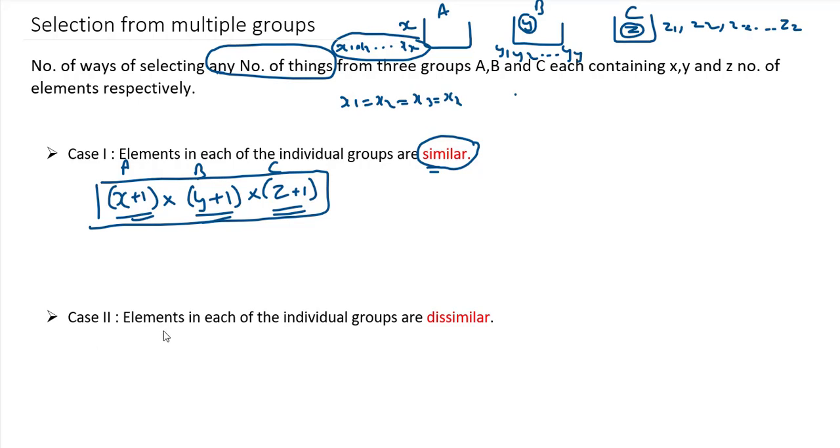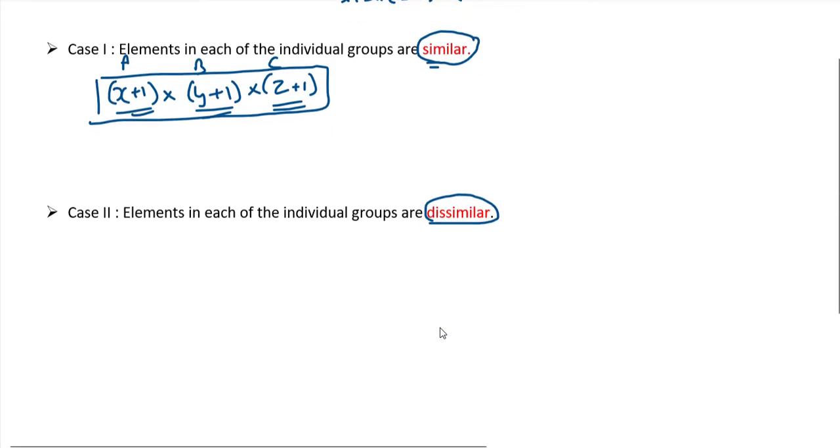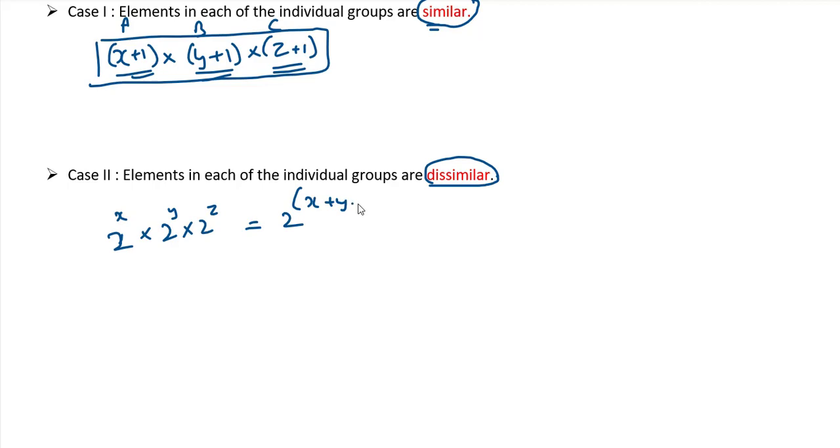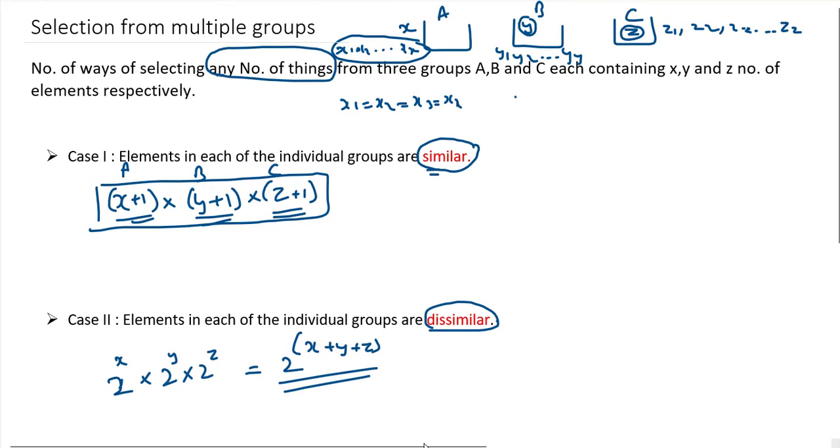In the second case, the elements in each of the individual groups are dissimilar. So how can we select any number of elements from a group of dissimilar items? It can be done in 2 raised to the number of elements in the group. So from the first group, the number of elements is x. In the second group, the number of elements is y. In the third group, the number of elements is z. So the total number of ways in which any number of elements can be selected from a group of dissimilar items is 2 raised to x into 2 raised to y into 2 raised to z, which can be written as 2 raised to x plus y plus z. So in these many ways you can select any number of items from three groups.